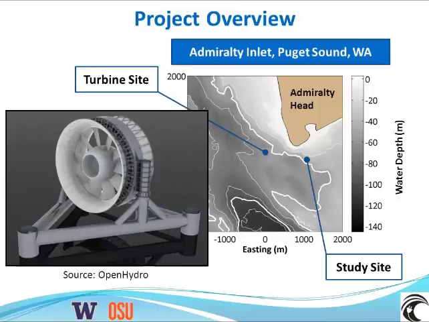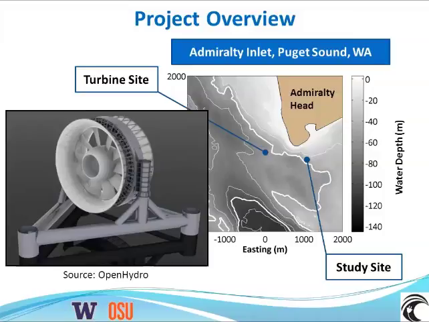So this is an overview of the specific project. The case I'm talking about is in Northern Admiralty Inlet of Puget Sound. The figure you're seeing inset on the right there is the bathymetry in the general project area. Water depth varies from about 20 meters in the near shore area down to over 100 meters.